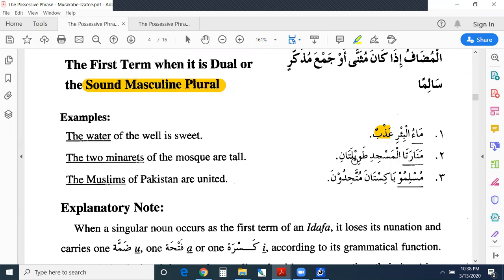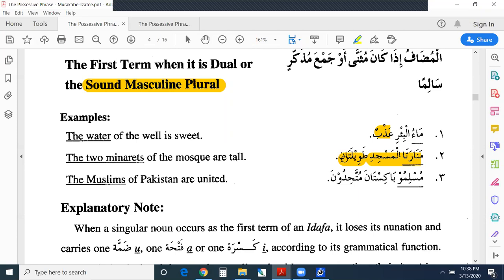Manaratani. But what happened here? Why did the noon get dropped? Because it's mudaf. In mudaf, the noon gets dropped for musanna. So manaratal masjidi, because this is mudaf and mudaf ilay. Masjidi is what? Mudaf ilay. Tawilatani. Tawil is something long or tall, right? So tawilatani. Why tawilatani? Because it's sifat and two.